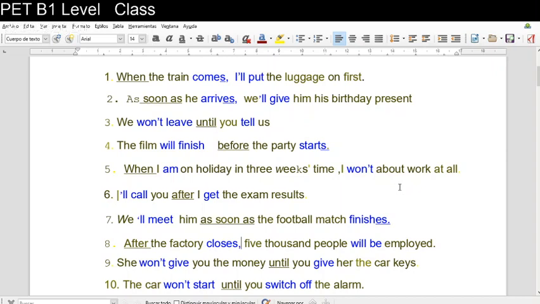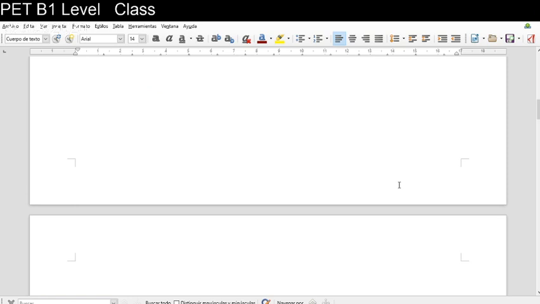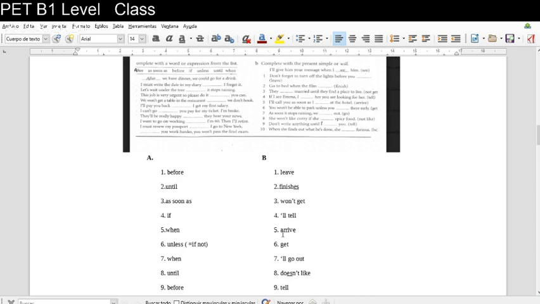Now, the second part was to distinguish between words or expressions, and similar to the one they give you future, then you have to think about using present simple, or they give you imperative for present simple.